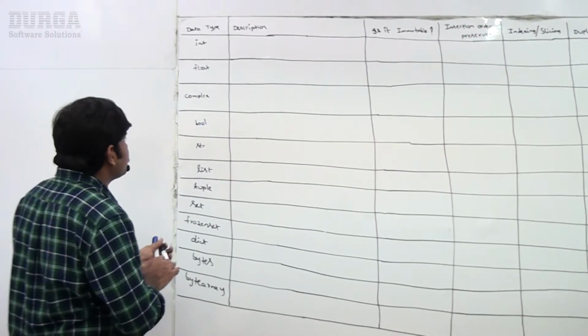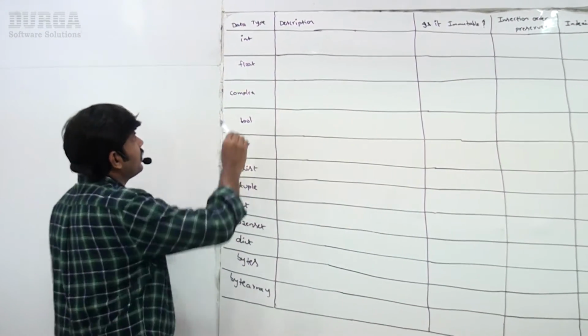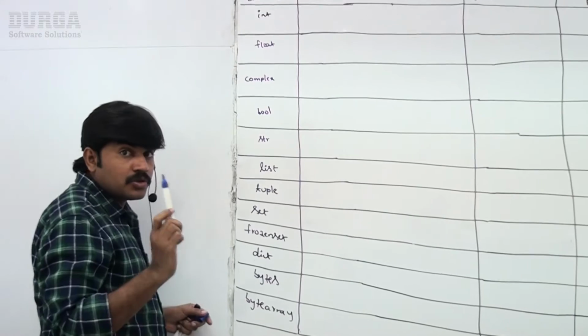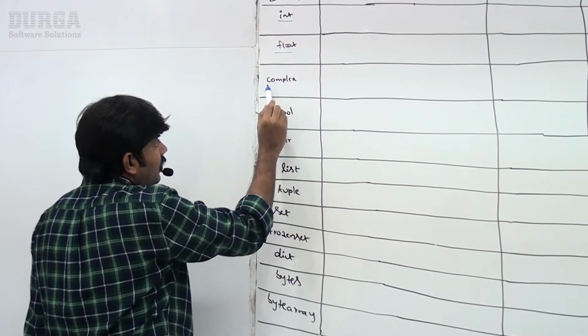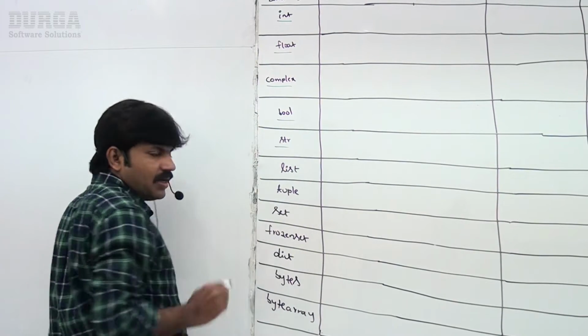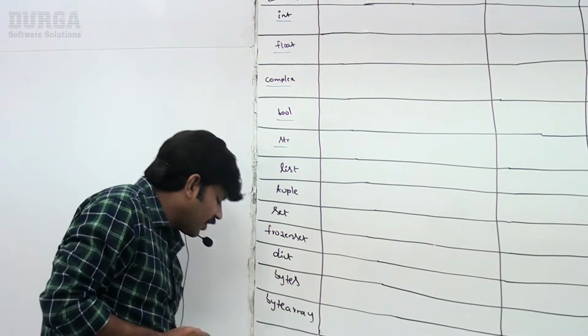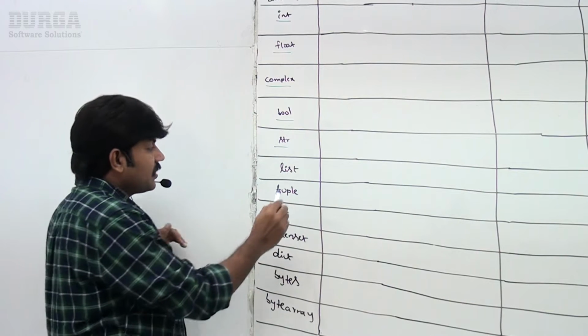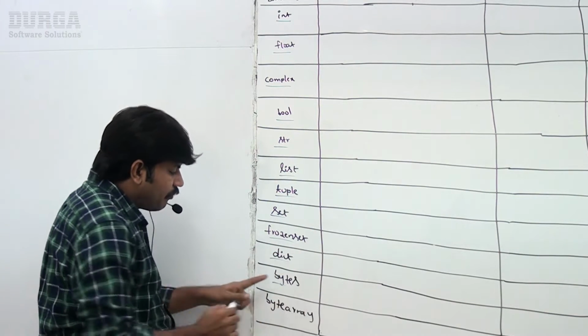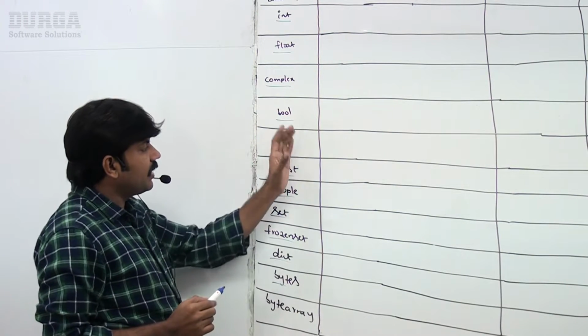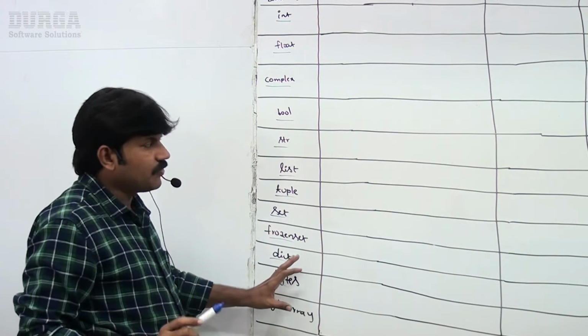What fields did I include? First one, data type. Almost 13 data types I'm adding: int, float, complex, bool, str. These are the fundamental data types of Python. Next, list, tuple, set, frozen set, dict, bytes, bytearray. These are the extra data types that we have.